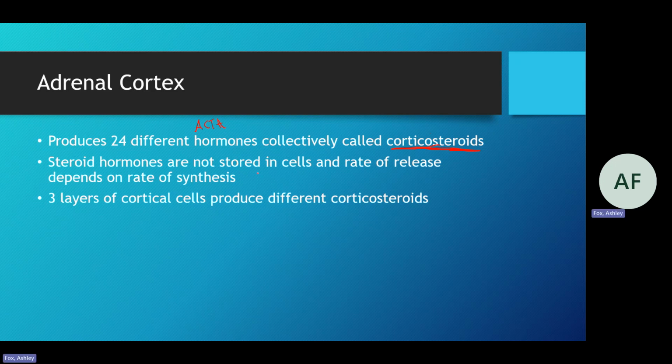These steroid hormones are not stored in cells. So again, they're going to be intracellular. They need to be consistently made and released. So they're released as they're made. The corticosteroids don't stay in the cortex as they're made, they go out into the bloodstream. Each layer of cortical cells in the cortex is going to produce a different corticosteroid.